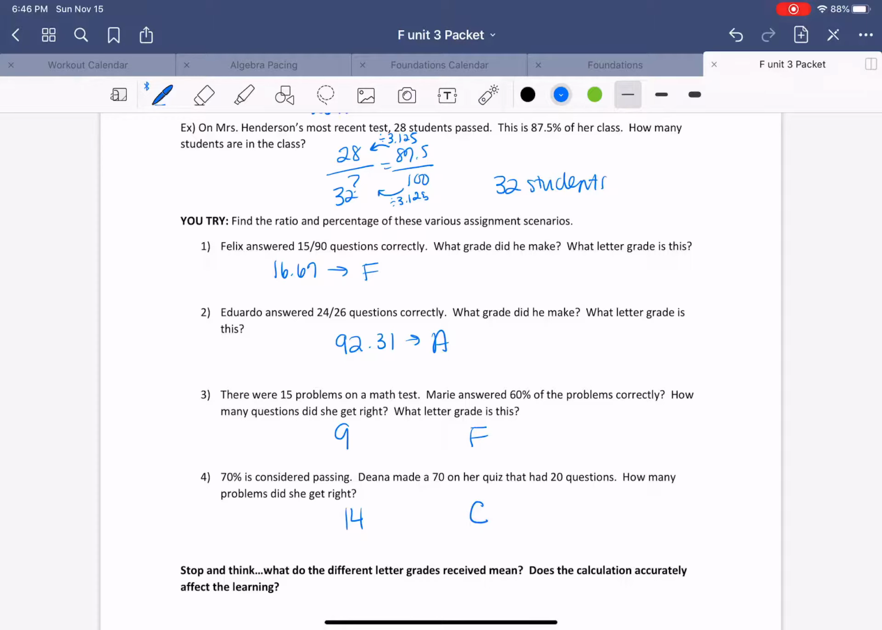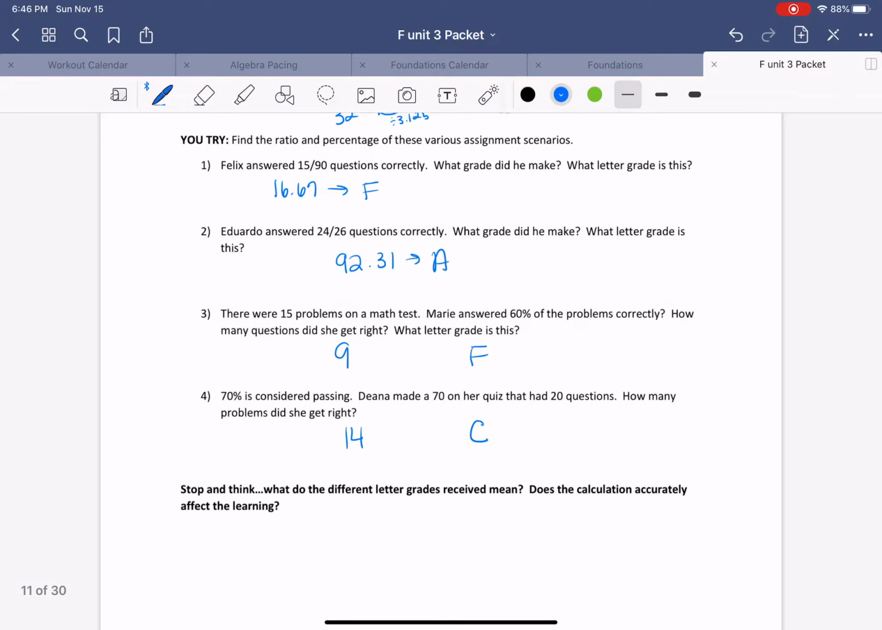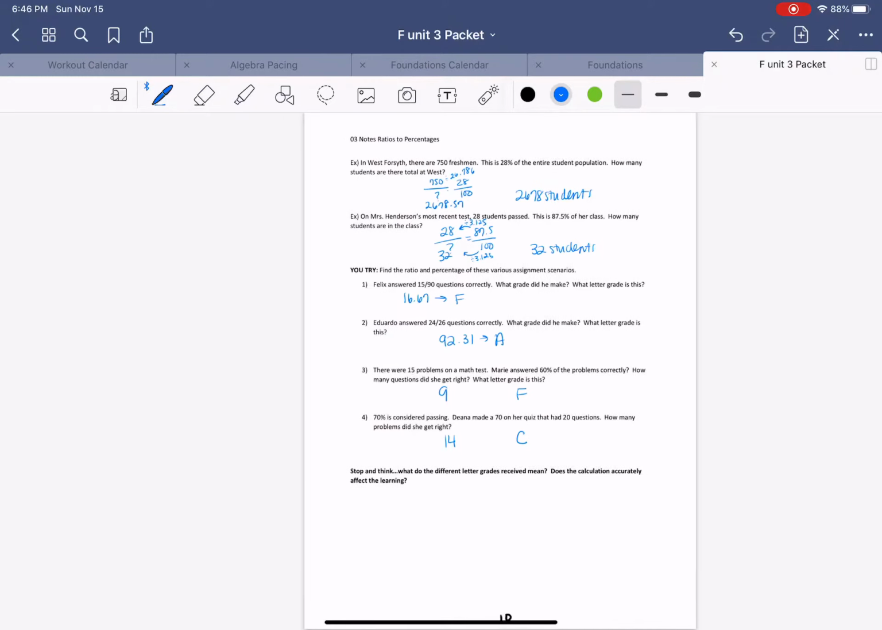So I want you to stop this video and think, what do the different letter grades mean? Does this calculation accurately affect the learning? Think about the range of grades each letter grade represents.